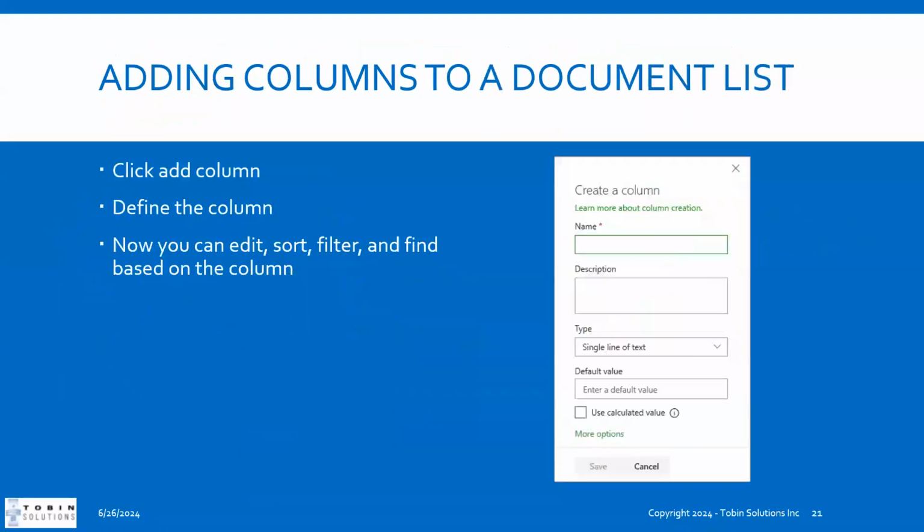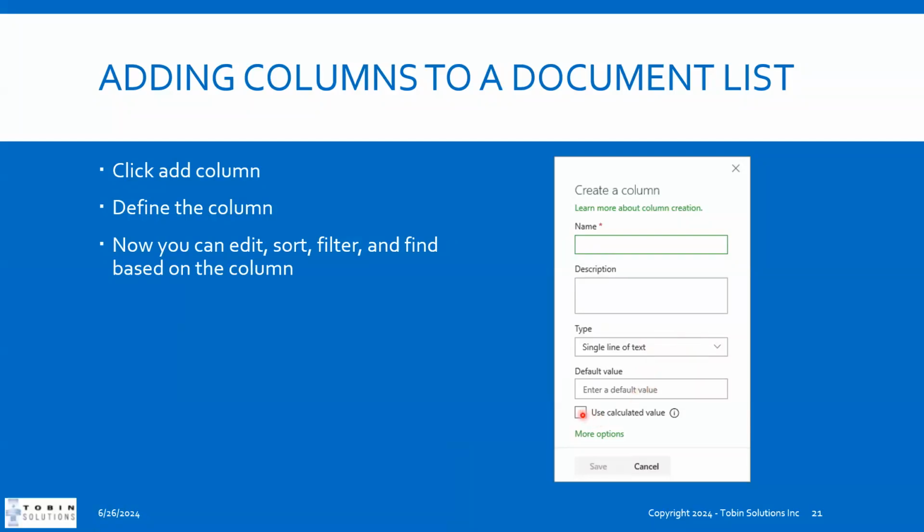What does that do? So if you click that add column, you'll get a dialog box similar to this that says name the column, give it a description, and then what's the type of data that's going to go into that column. In this case, a single line of text, and you can have a default value.